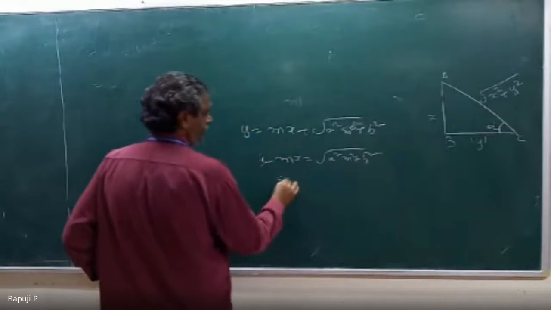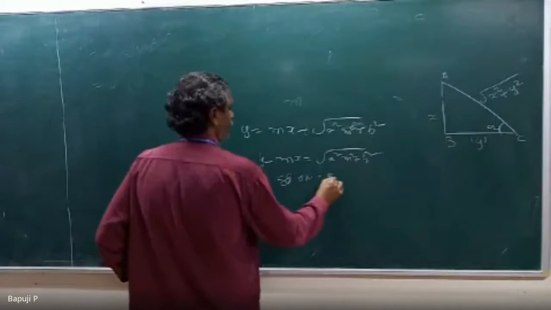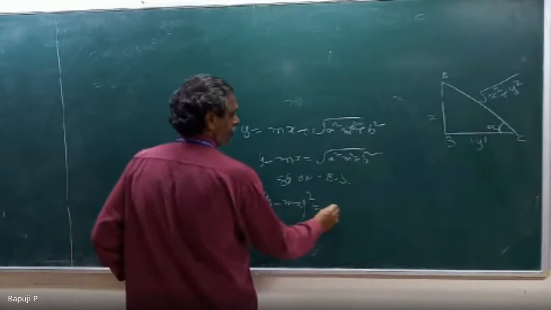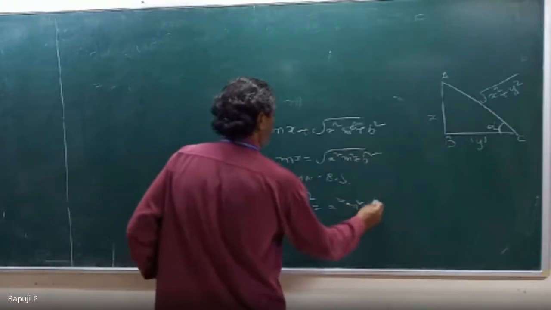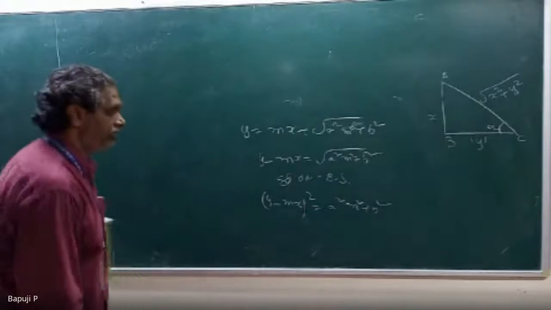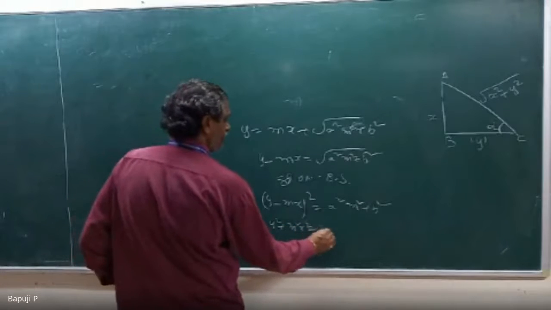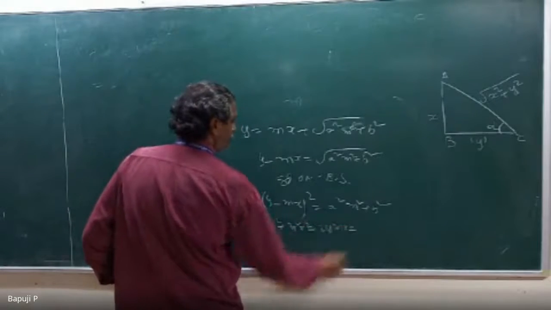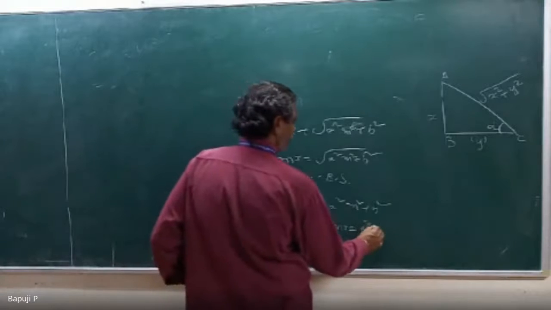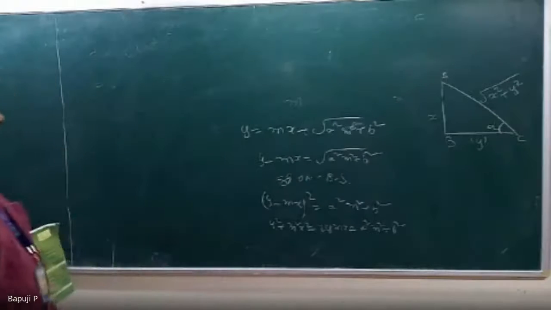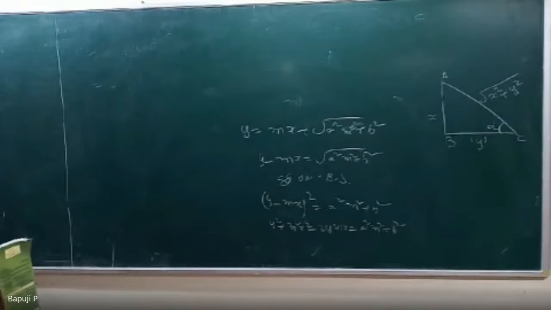Squaring on both sides, what will we get? (y − mx)² = a²m² + b². This can also be expanded. Then what will you get? y² + m²x² − 2ymx = a²m² + b². Or you can bring everything to one side, write m² into something, m into something, and the remaining terms as a constant. So what will you get?